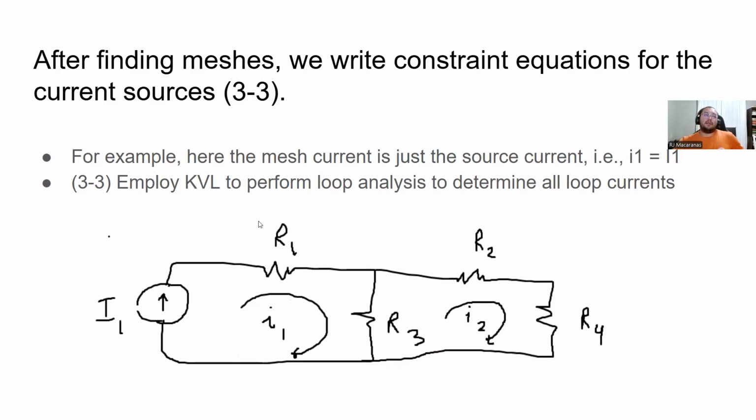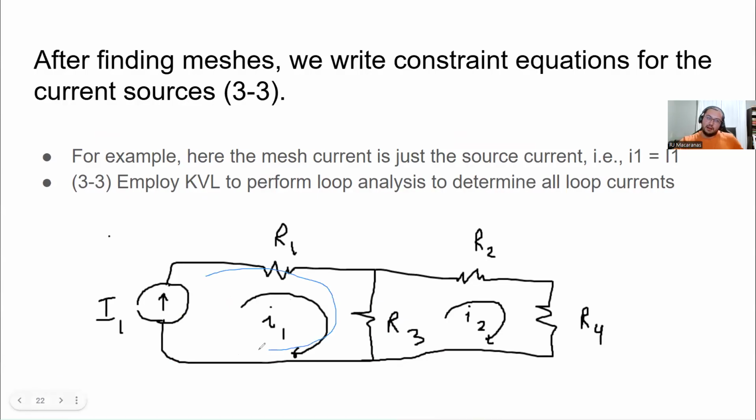In this example, mesh one current is actually just the current of the voltage source, because I1 is traversing like this, going in the exact same direction as I1, and I1 has no other elements going through it. So our mesh current is I1, and this would be I1 is equal to capital I1. It's kind of an awful convention there, but that is our constraint equation for this example.